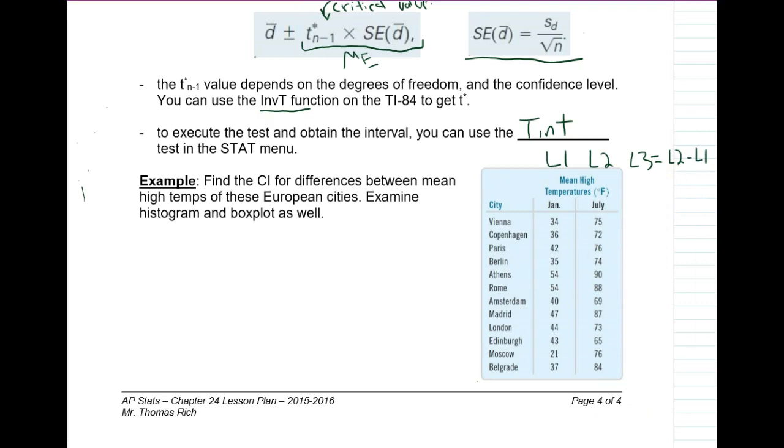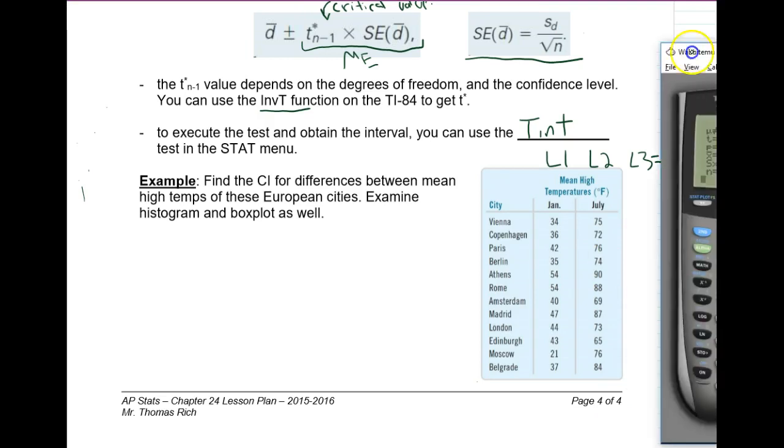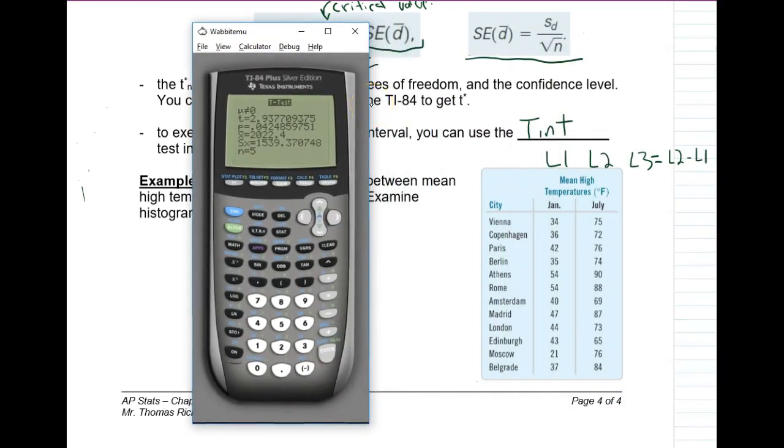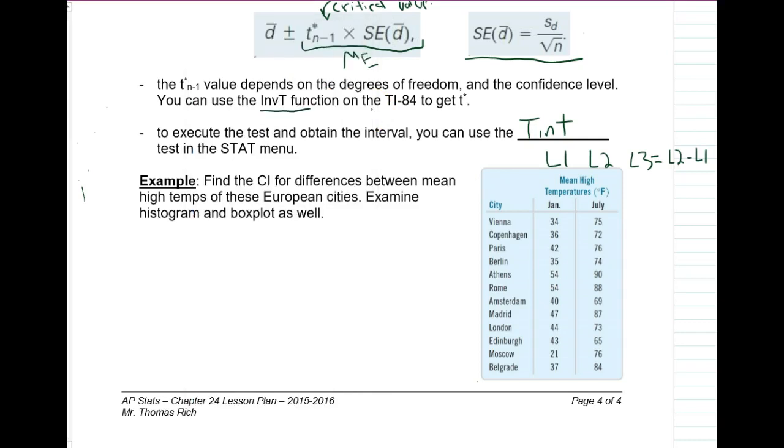So what our teacher can do at this point is pause the video, and I want you to use your TI-84 and put that data into L1 and L2 and create L3. So we'll give you about 5 minutes to do that. I think I've got my data entered in correctly. I've got my L1, L2. There's L3, the difference between the high temperature and low temperature for each respective city.